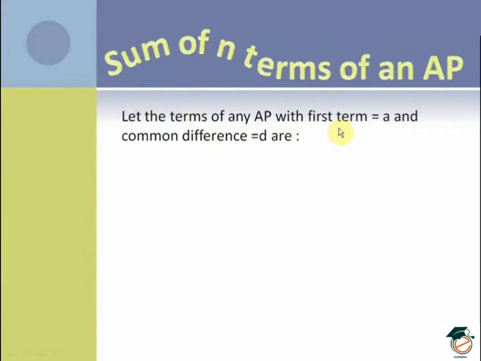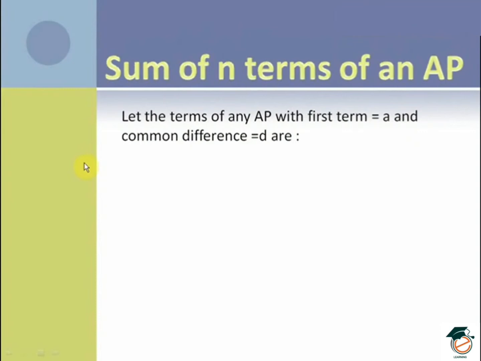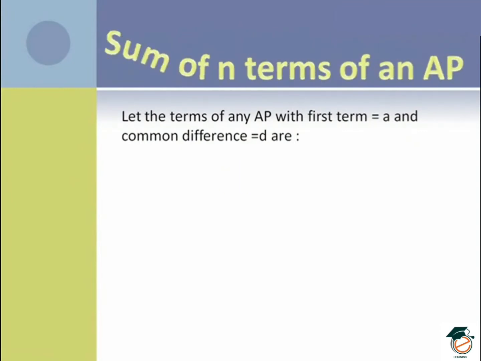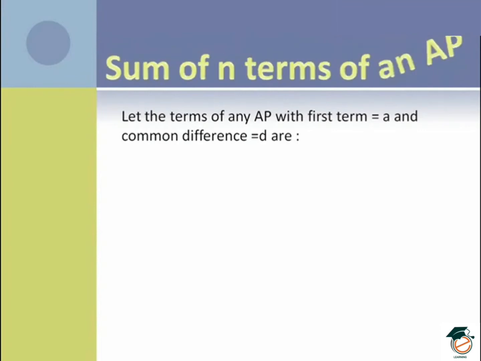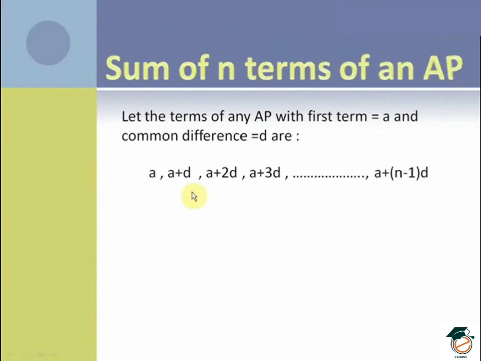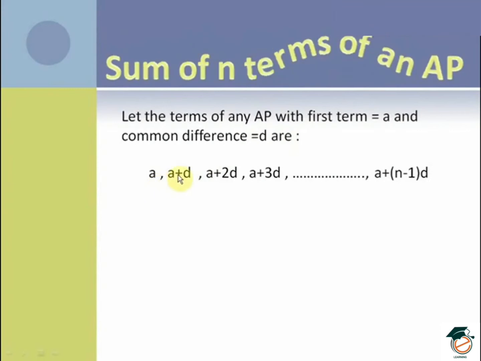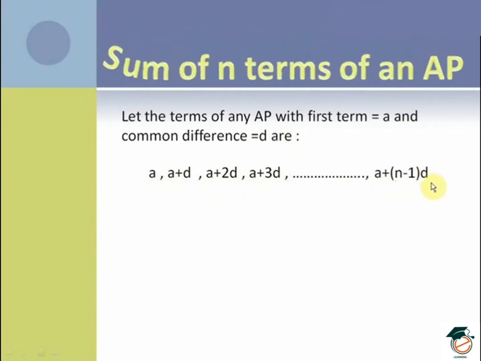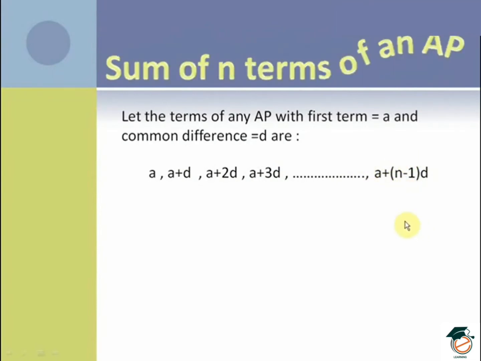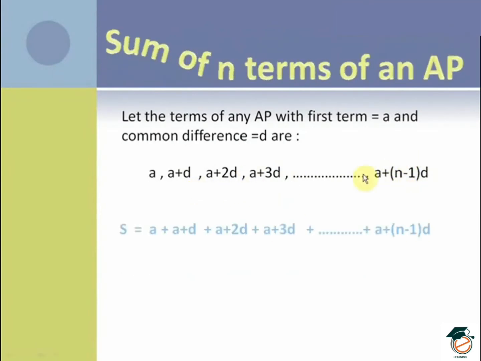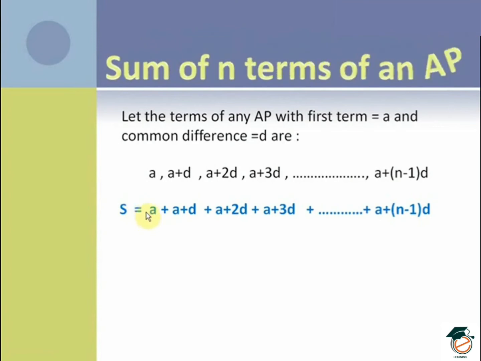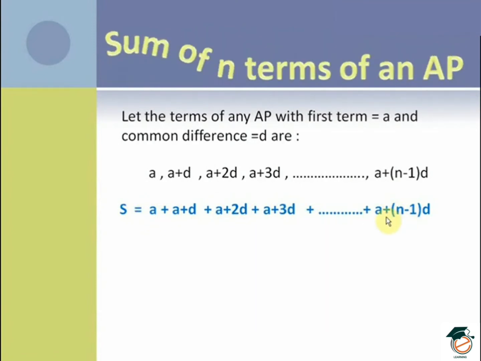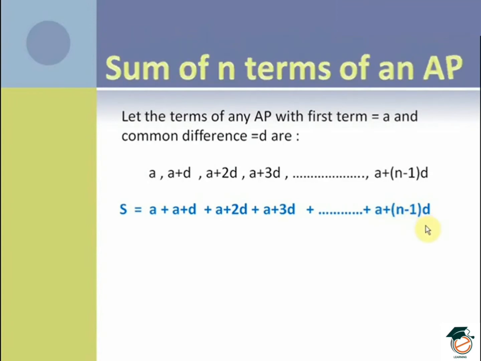Let us say that the first term of this AP is equal to a and the common difference is equal to d. So we take a general AP with first term equal to a and common difference equal to d. Now, the terms of this AP would be a, a plus d, a plus 2d, a plus 3d and so on up to a plus n minus 1 into d. This is the nth term. Now let us say that the sum of all these terms is equal to S. So S could be written as a plus a plus d plus a plus 2d plus a plus 3d and so on up to a plus n minus 1 into d.